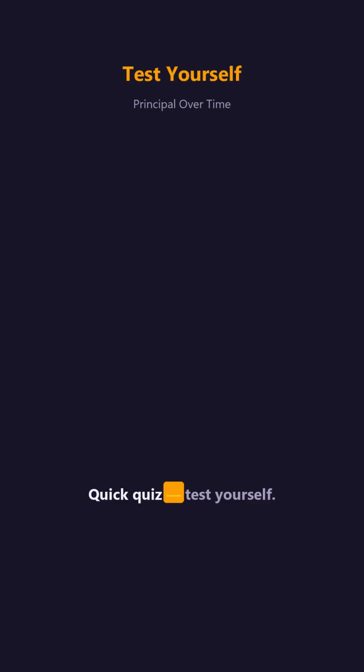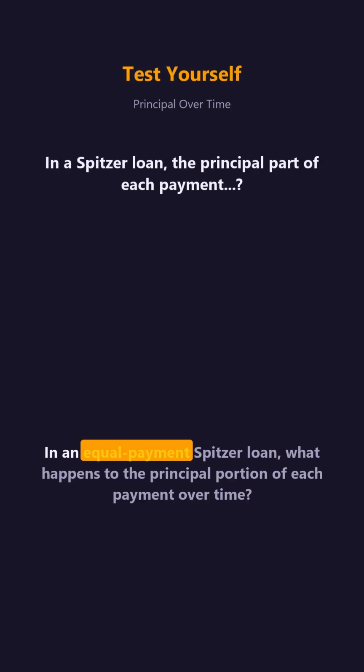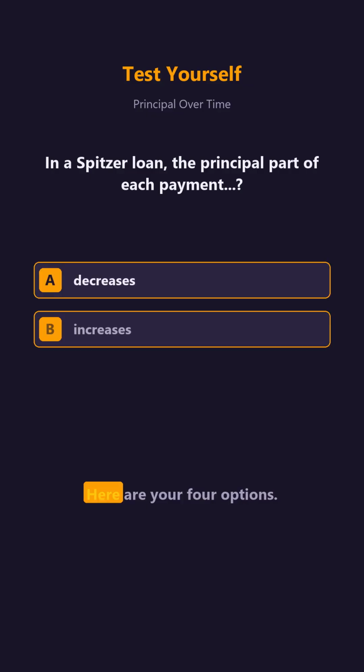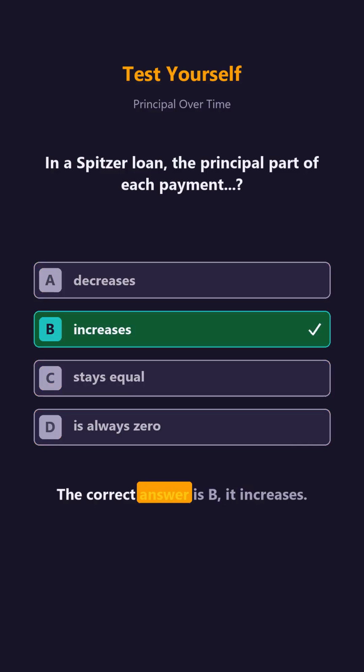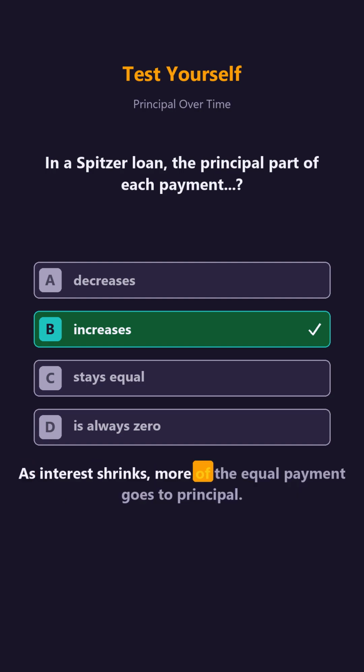Quick quiz, test yourself. In an equal payment Spitzer loan, what happens to the principal portion of each payment over time? Here are your 4 options. Pause the video and solve it now. The correct answer is B, it increases. As interest shrinks, more of the equal payment goes to principal.